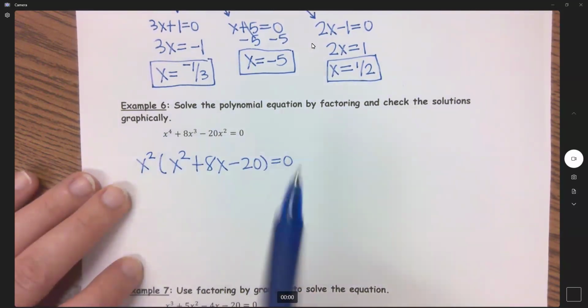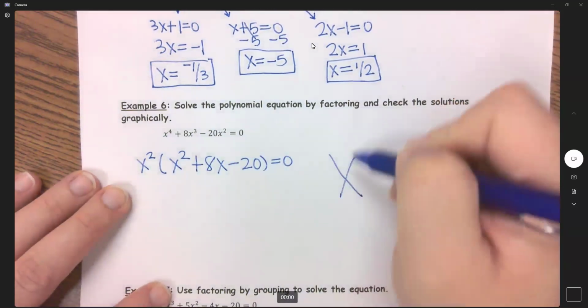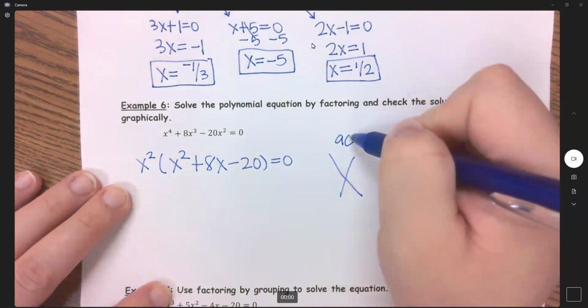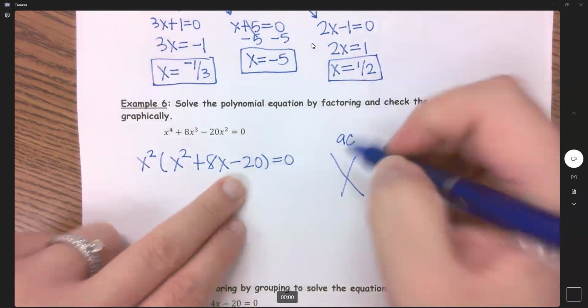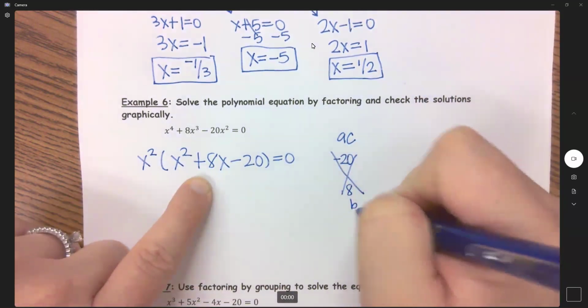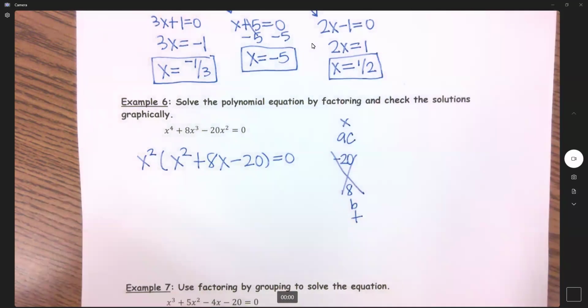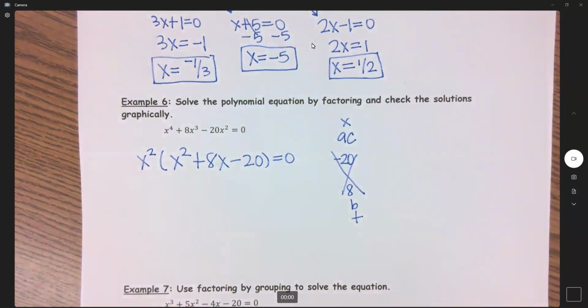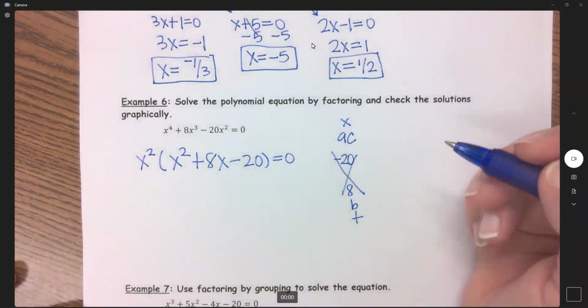So now I need to factor what's on the inside. So we have our a times c, which is 1 times -20. And my b term is 8. What adds up to 8 but multiplies to ac? Pause the video if you want some time to think about that.